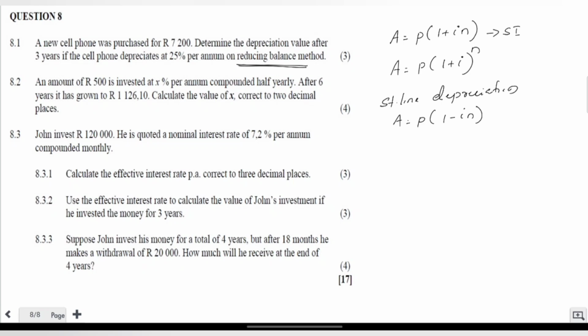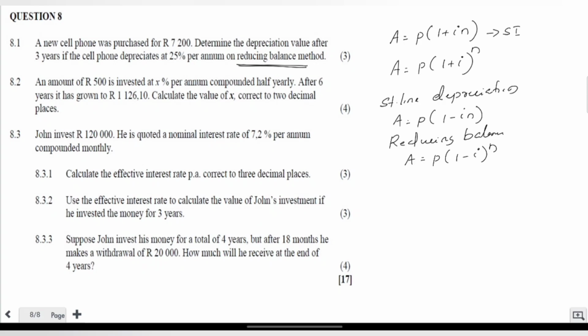Then another one is reducing balance. Guys, I'm talking about depreciation here. Here we use the compound interest formula, but with minus, because it is depreciation. That is P(1 - i) to the power N. So you have to choose the correct formula for any question.